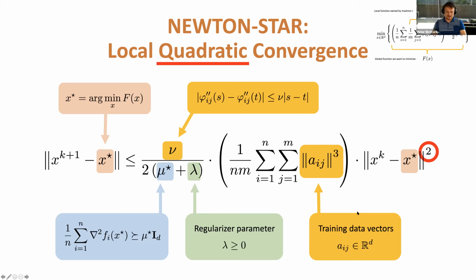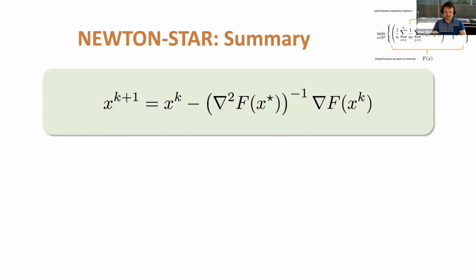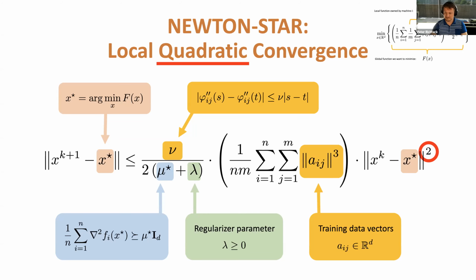Okay, so this Newton star method has this nice theoretical property that it has local quadratic convergence, so that is great, but it's utterly useless, as I said, and let's try to take one question on communication step. Okay, sure.